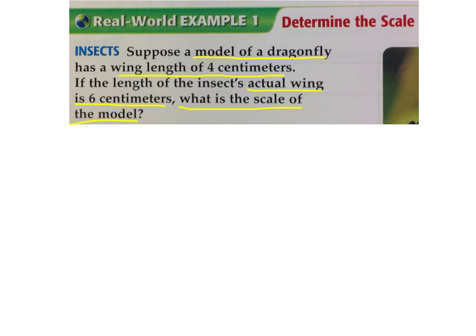Let's take a look at this problem here. It says, suppose a model of a dragonfly has a wing length of 4 centimeters. If the length of the insect's actual wing is 6 centimeters, what is the scale of the model? So I've underlined the information that I need, and I can see here that the model wing length is 4 centimeters. The actual wing length is 6 centimeters. So I'm going to jot that down here.